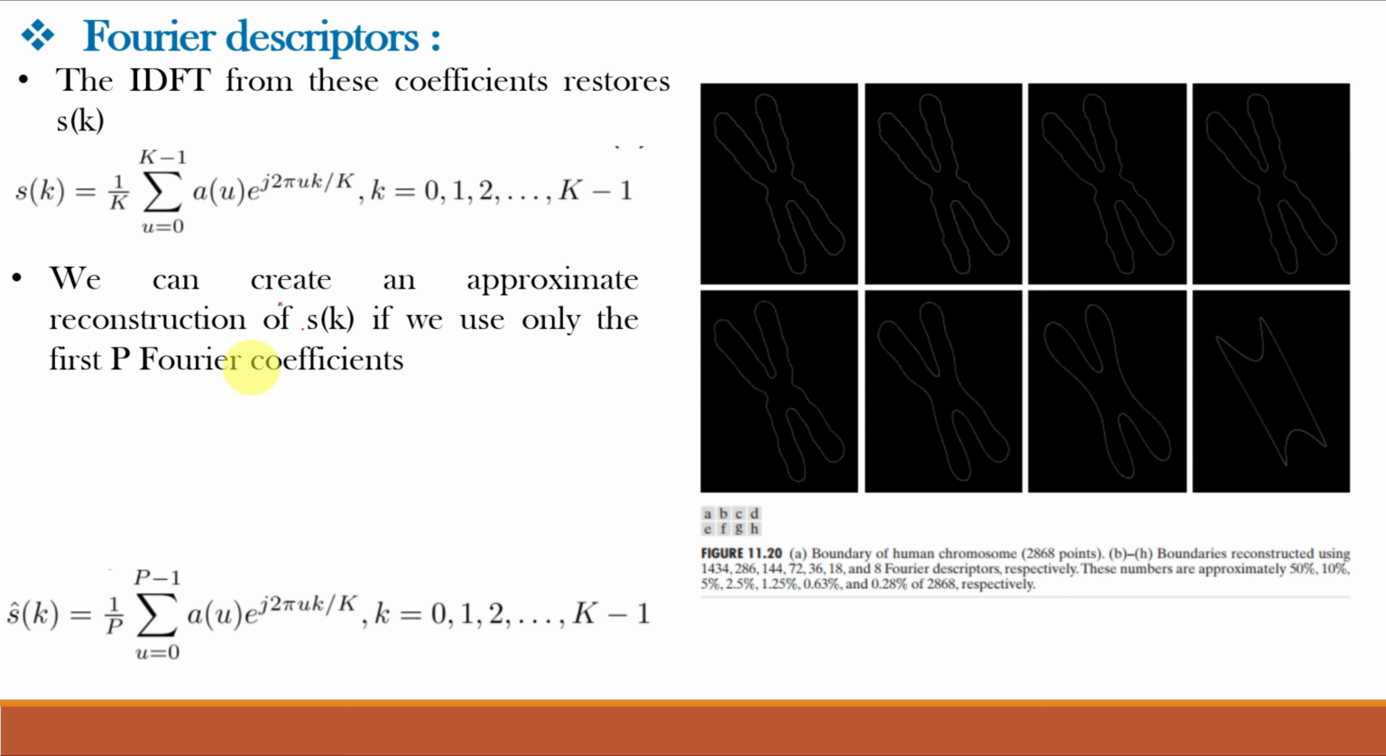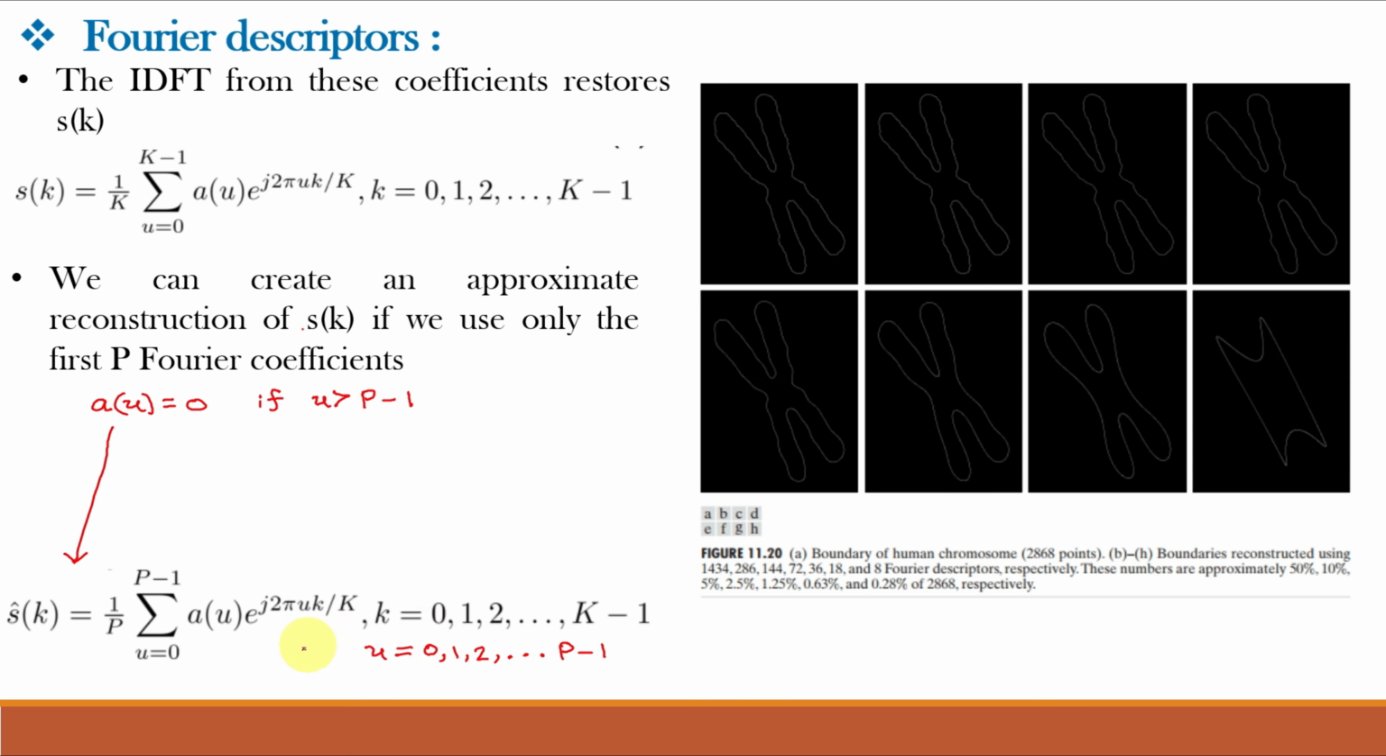Now suppose that rather than using all the coefficients of a of u, we use only the first p Fourier coefficients of a of u. That is, the value of a of u is set to 0 if u is greater than p minus 1. That is, we are only considering the first p values and setting all the other values to 0. So now the new sk that will be restored will be given by s cap of k. Here k will be equal to 0 to k minus 1 and u will be equal to 0 to p minus 1.